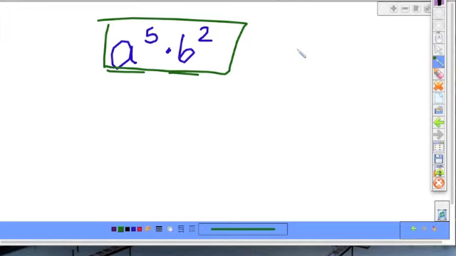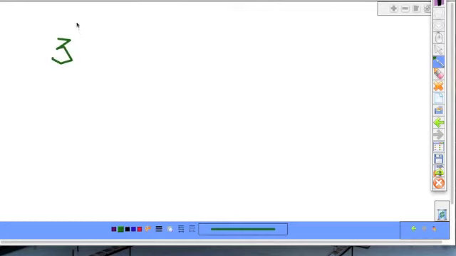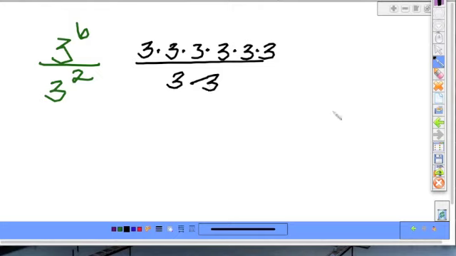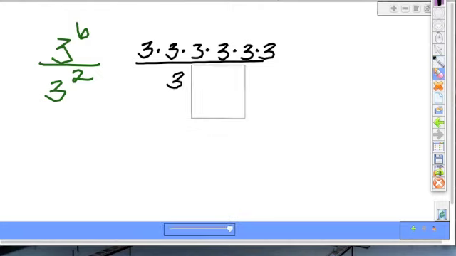All right. Now, what if we were dividing? What if we had 3 to the 6th over 3 to the 2nd? My bases are the same. So let me draw this out to help some of you who are more visual. I'm going to need to make 6 threes: 1, 2, 3, 4, 5, 6. And now I need to make 2 threes: 1, 2. Oh, my pen dragged a little bit there. Let me clean that up.